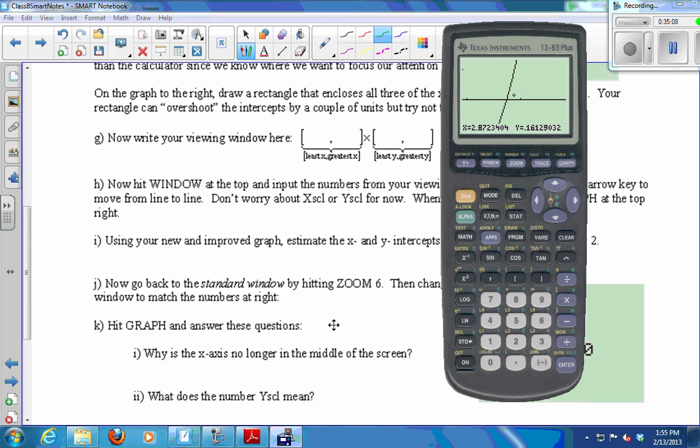So something that you can do once you're here, if you're interested, is click window and it'll tell you what the smallest x and the biggest x and the smallest y and the biggest y are in this new window that it zoomed in on for you. So it's just if you're curious, if you want to know, you can find out.